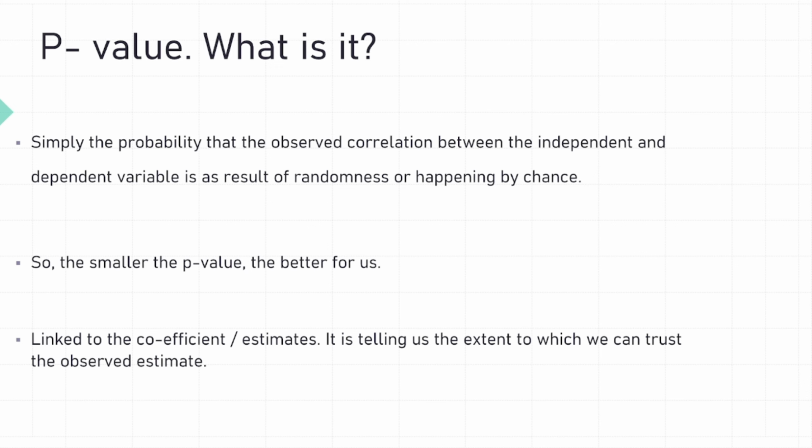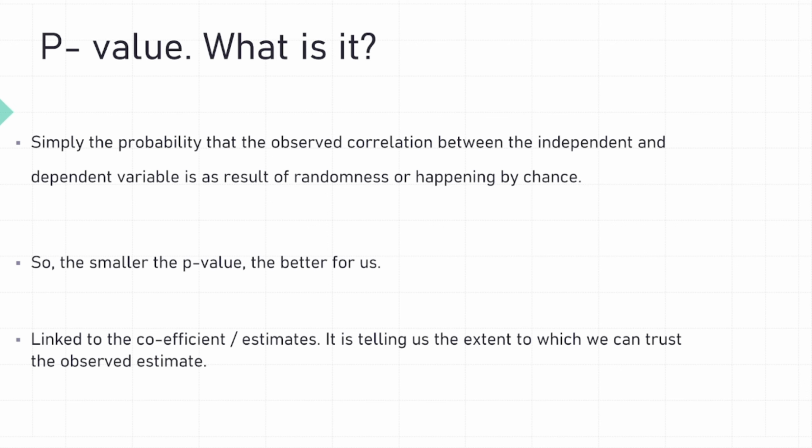So the smaller the p-value, the better for us, because the smaller the p-value, the smaller the evidence that this is happening by chance, and therefore if it is a small probability that it is happening by chance, then there's a big probability that what we are expecting is actually real, right? So we want a smaller p-value. And the p-value is always linked to our correlation coefficient or the estimate.